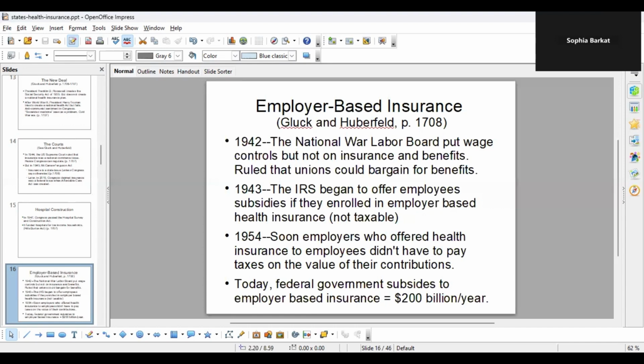And I think they were probably trying to create some kind of national policies or practices to promote the creation of employer-based insurance programs in the US, right? So employer-based insurance is where the employees are all protected under an insurance policy where the employer is paying part of the insurance money. So in 1943, the IRS began to offer. So IRS is the Internal Revenue Service.